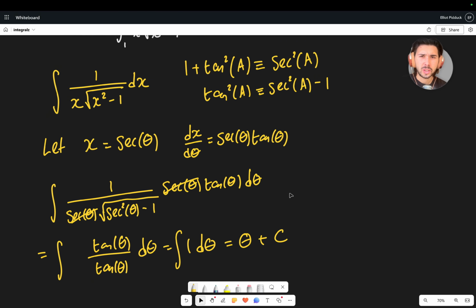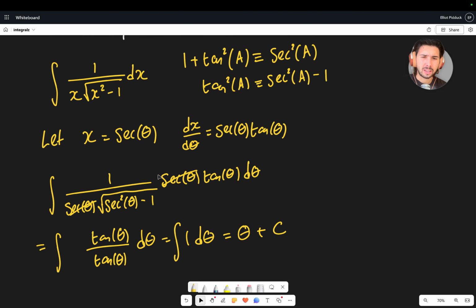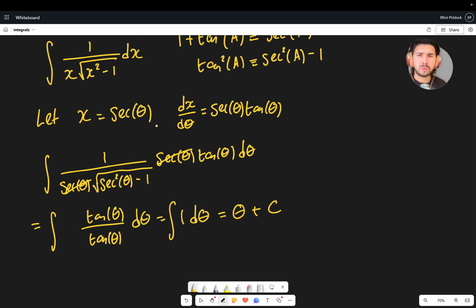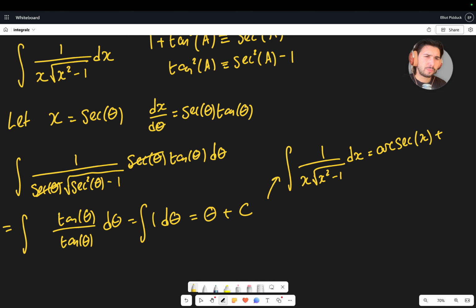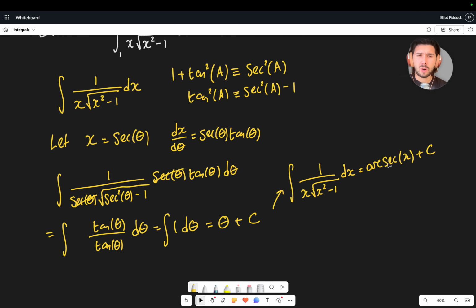Now, what is theta? Remember, we said that x was sec theta. So theta is inverse sec or arc sec of x. Sorry, I'm getting them all muddled up, but yeah, of x. So what I'm saying is that our integral, all in all, the integral of 1 over x times the square root of x squared minus 1 dx is equal to arc sec of x plus c, of course. Now, you might say, I don't like arc sec. I don't like the idea of that at all. That's absolutely fine.